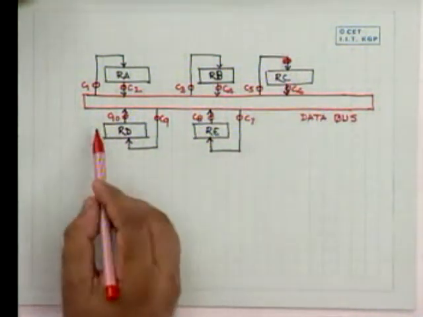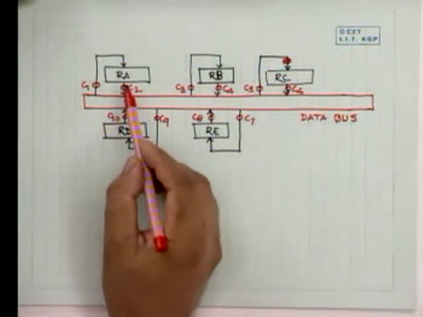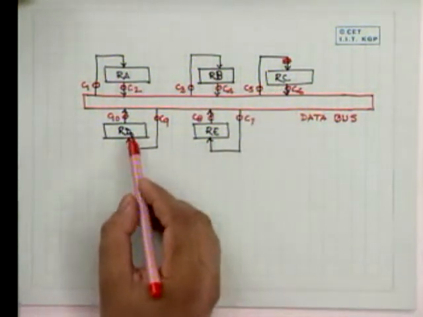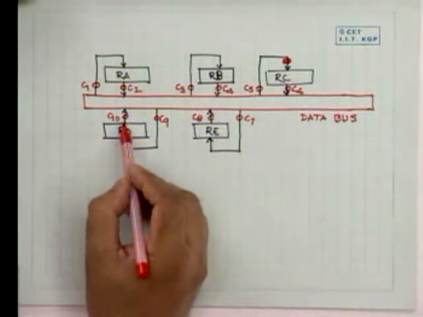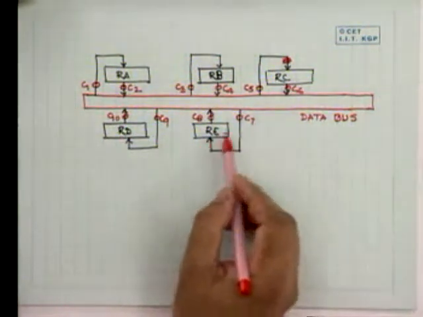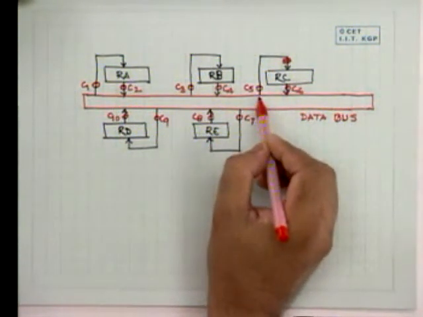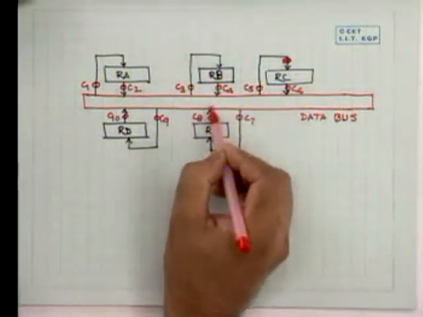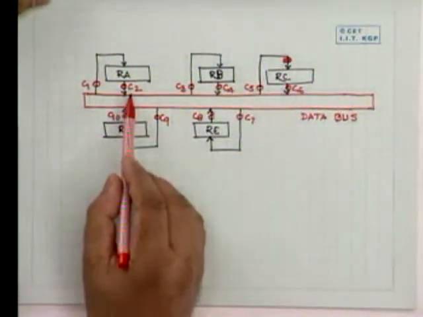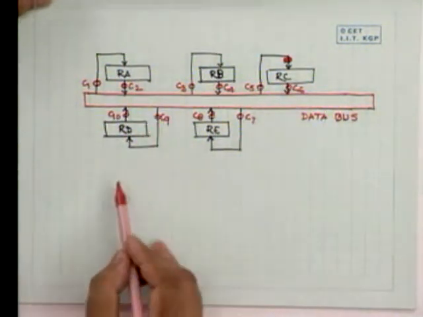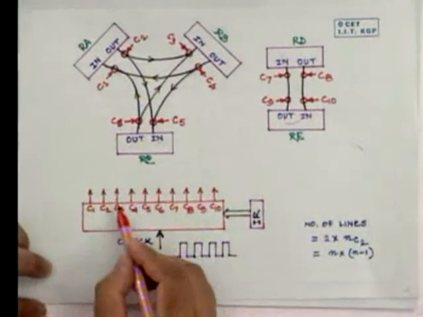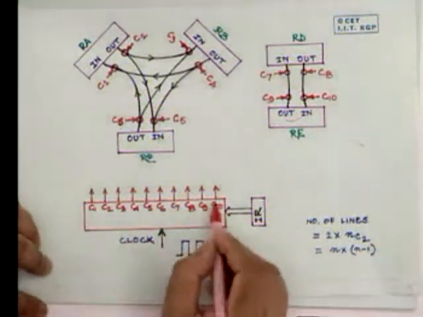The content of RA will be gated into the data bus, and that data will be channeled into RC. Therefore, you can see that if you want to transfer any information from any register to any register, the from register should channel the data into the internal bus, the data bus, and the to register should take the data from the data bus. Depending upon from where to where we want to transfer, the control unit should open the gates accordingly.